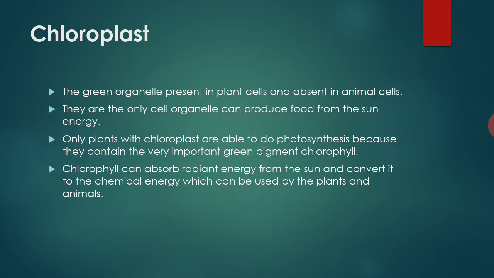See, first, the chloroplast is present only in a plant cell. It is absent in animal cells. The green color is given by the chlorophyll pigment, which is present in this chloroplast cell organelle, and it is also used for photosynthesis. The photosynthesis process can be done only by plants and not by animals. Even we human beings depend on plants for our food.